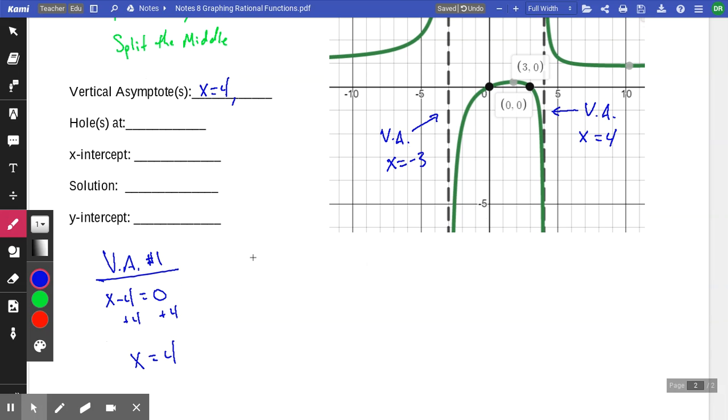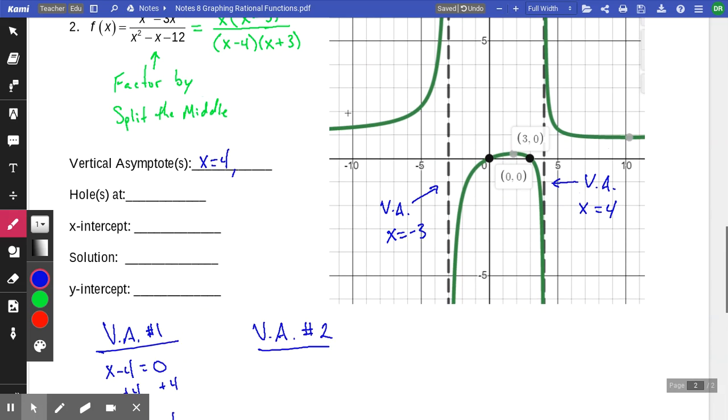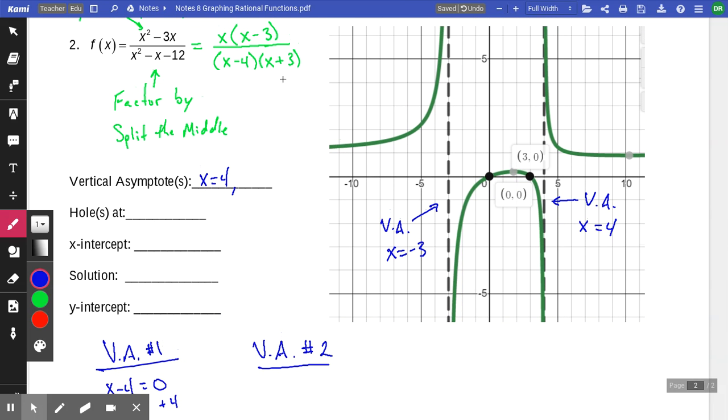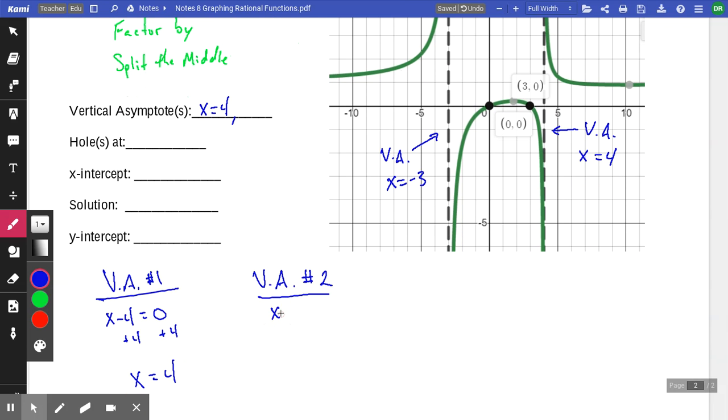And for vertical asymptote number 2, we'll do the same thing with the other factor that did not cancel in the bottom. So this x plus 3, set it equal to 0. And when you subtract, you get x equals -3. And again, that is an asymptote that we had identified earlier by inspection, just by looking. So we were good guessers. We got those two asymptotes.